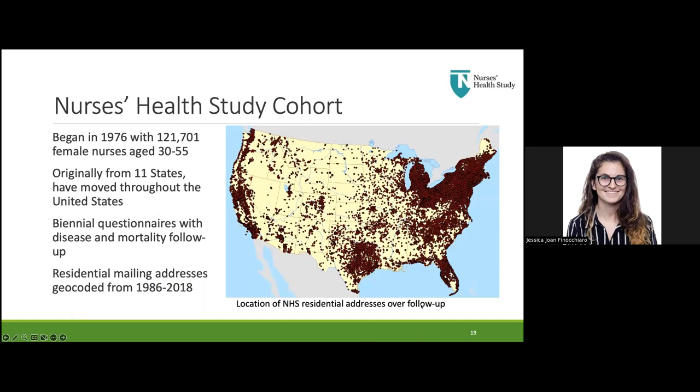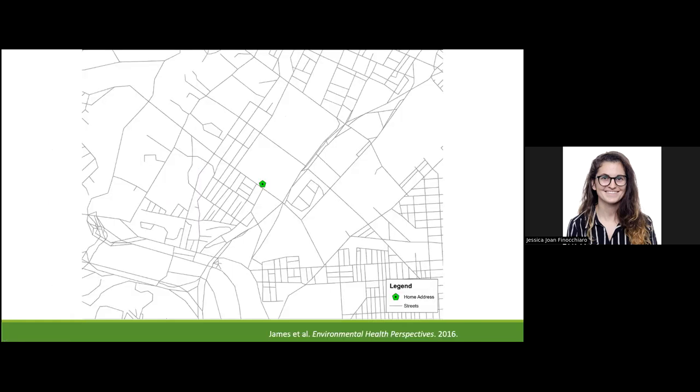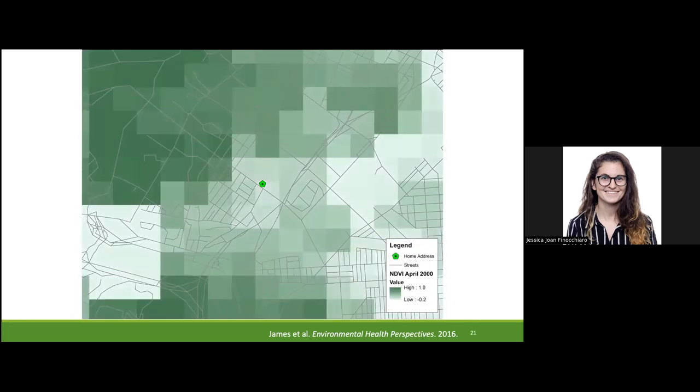So how do we actually study this in practice? I'll take you back to the Nurses' Health Study cohorts. We take an address from that cohort and overlay that satellite data, and we can extract the value for the pixel that the participant lives in and say, here's your exposure. Or we could say, here's an area around your home. Let's say this is a 1200 meter buffer around your home, and we can say, what's the average of all the pixels in that area?